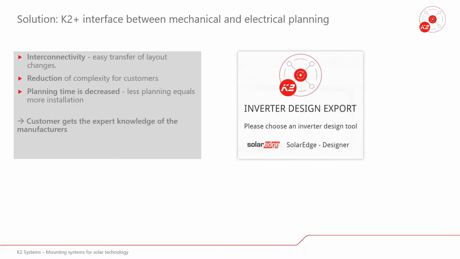And that's where we thought, let's make it actually easier. And the solution that we came up with here is called K2+, which basically is an interface between the mechanical and the electrical planning. And the interconnectivity there ensures an easy transfer of layout changes. And that results in a reduction of complexity for our customers, which means that the planning time is of course decreased. And you all know that less planning equals more installations.